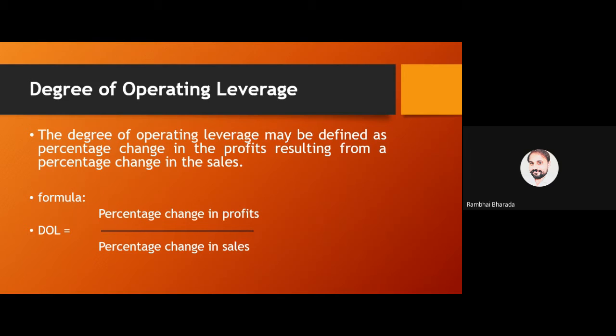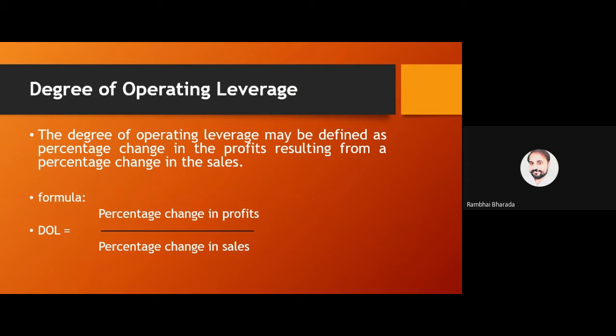The same thing is applicable here in the degree of operating leverage. If the sales of the company change, then automatically the profit of the company will change. Are you getting my point? If the sales increase from 5 lakh to 8 lakh, definitely there is an increase in profit. But this degree of operating leverage represents the change in sales and change in profit in terms of percentage.